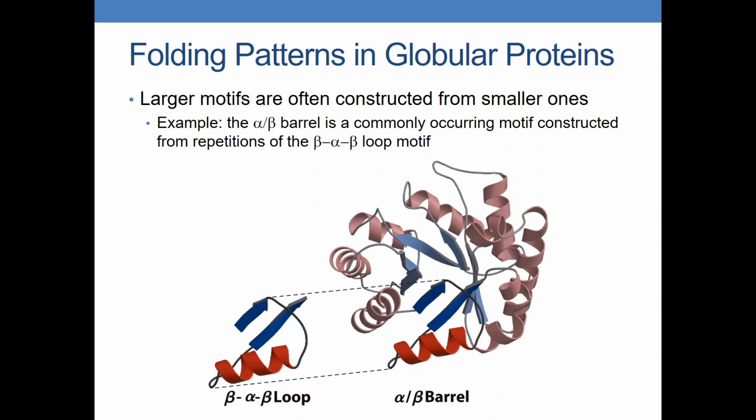But the alpha-beta barrel is built from smaller repetitions of the beta-alpha-beta loop motif. So here we have beta, there's a loop that feeds into an alpha helix, which feeds into another beta strand. So this is a beta-alpha-beta loop. The alpha-beta barrel is built from beta-alpha-beta loops.